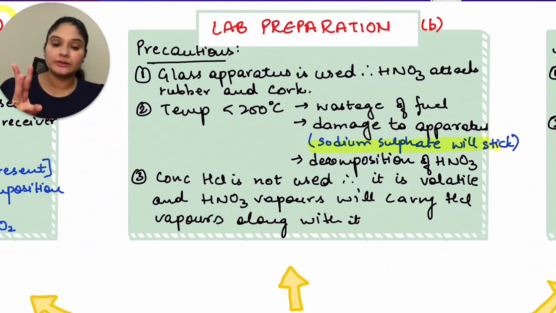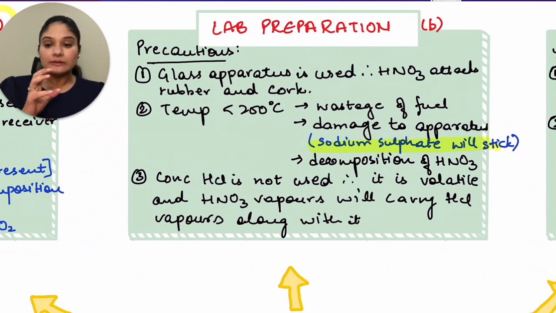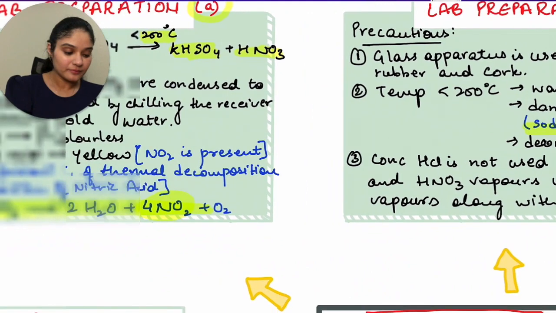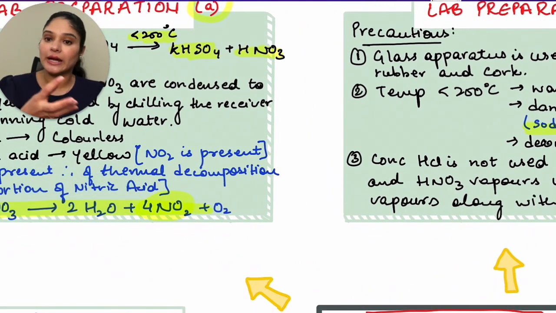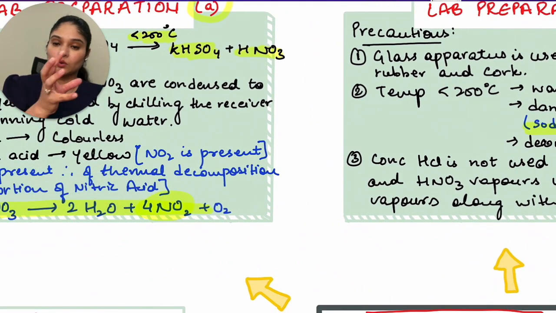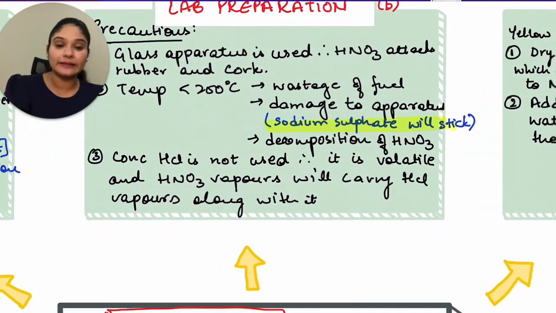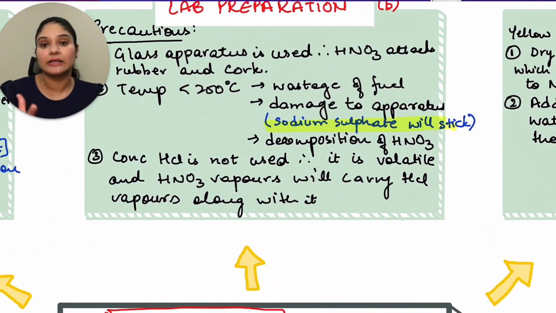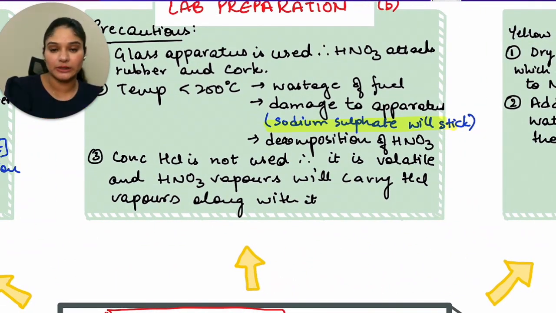The third is decomposition of HNO3. Since high temperature is maintained, the vapors of HNO3, as we studied in the previous case, some of the nitric acid gets decomposed to NO2. But if you maintain the temperature higher, there is a high chance that the product you receive has less nitric acid and the NO2 composition increases.